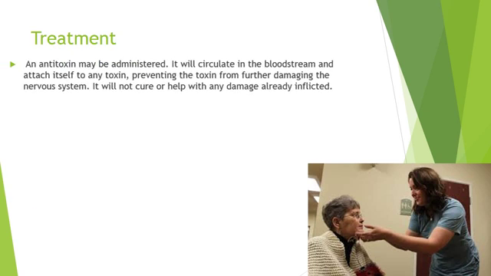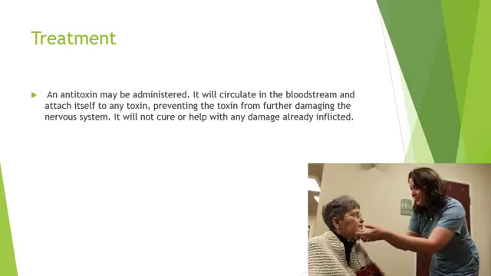Treatment of botulism. The treatment of botulism can include an antitoxin that can be administered to you by doctors. It will circulate in the bloodstream and attach itself to any toxin, preventing the toxin from further damaging the nervous system. It will not cure or help with any damage already inflicted. The toxin gets into the bloodstream and attaches itself to nerve endings in our nervous system. Any damage that's already been done cannot be cured or helped. So really this antitoxin is just to prevent any further damage.